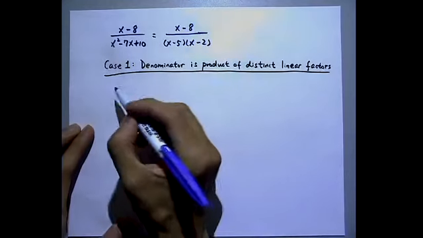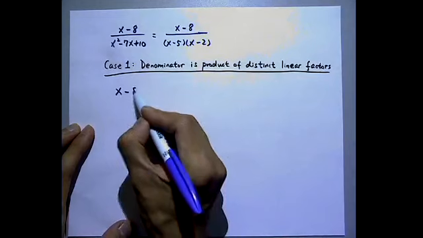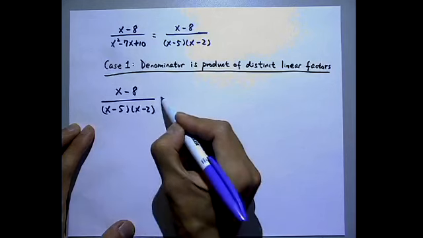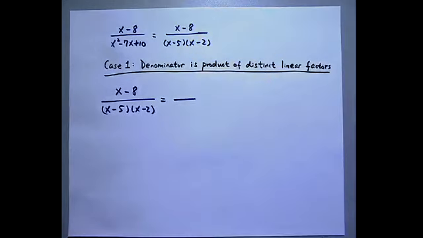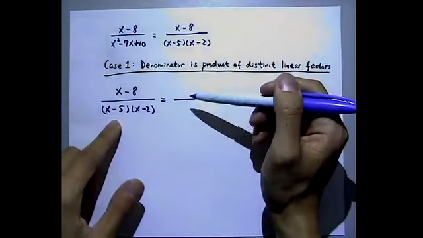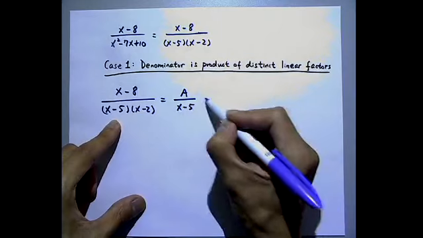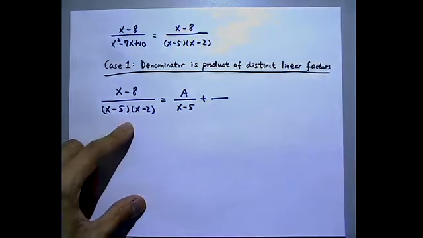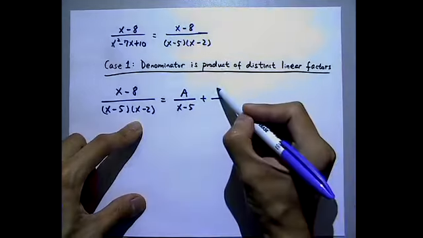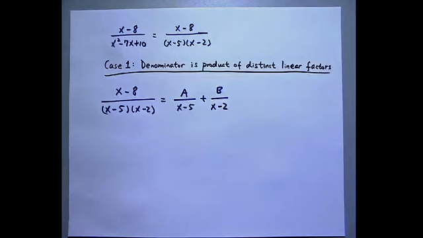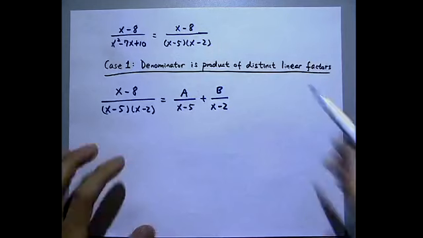So here's what we do. We're going to say that we can break this down into two fractions. One is some constant over x minus 5. We'll call that constant A. The other one is some other constant over the other factor. Call that B. And A and B are constants to be determined.